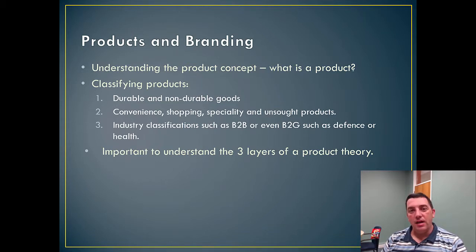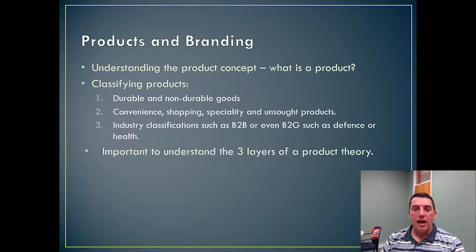We have to then understand how products are classified, and there's different ways we can do this. The two main ways are, number one, durable and non-durable goods, so we can classify everything into that category. Secondly, we can look at convenience, shopping, specialty and unsought products as a classification. And some people say this is outside the box a bit more, but we can also classify products by their industry or market appeal, such as B2B or B2G, such as defense or health.